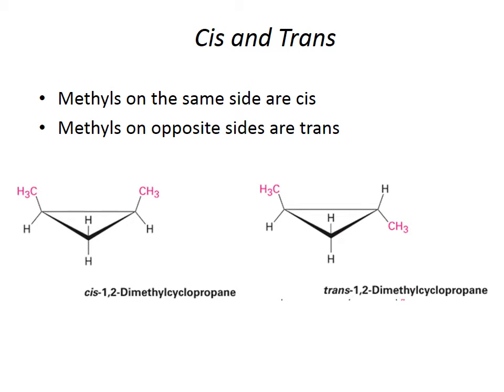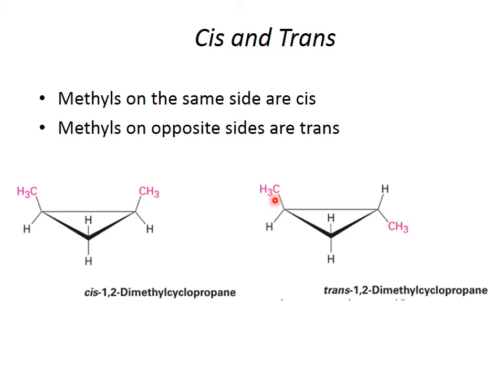The sides of the ring make it so that you have cis and trans isomers. Notice this methyl and this methyl are on the same side of the ring, the up side. If I look at this, though, one methyl is up and the other methyl is down. As a result, we call this cis-1,2-dimethylcyclopropane, and we call this one trans-1,2-dimethylcyclopropane.